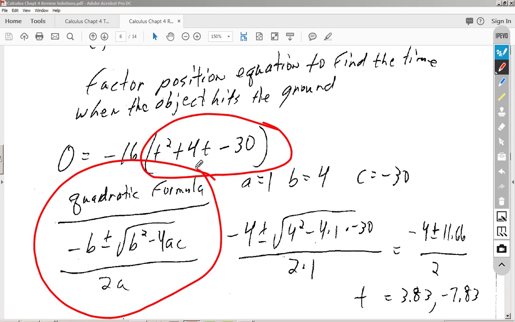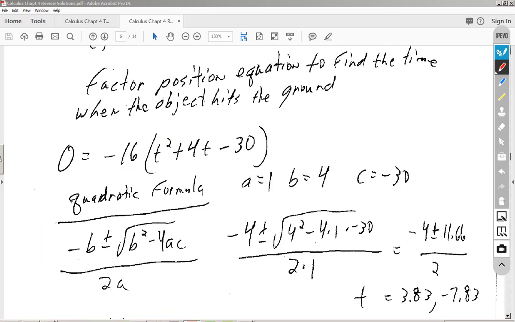quadratic formula. So remember, from this equation right here, here's your a value, which is equal to 1. Here's your b value, which is 4. And here's your c value, which is negative 30. Putting that into the quadratic formula, which is negative b plus or minus the square root of b squared minus 4ac all over 2a. So the 4 is going to go in place of my b. So I got negative 4 plus or minus the square root of 4 squared minus 4 times, here's my a value, 1 times c. And then that's all over 2 times 1.